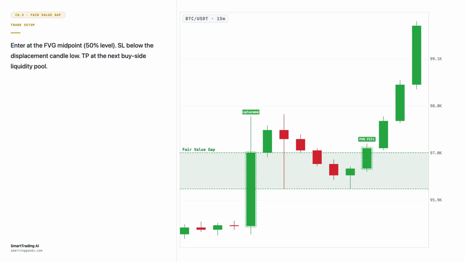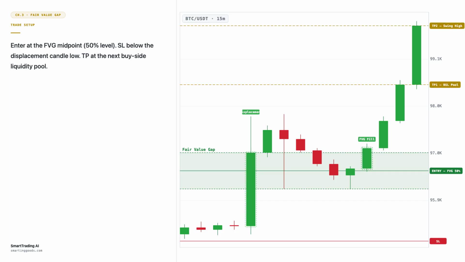Here is the trade setup. When price pulls back into that gap, you're ready. Enter at the midpoint of the FVG. That is the 50% level inside the imbalance. Your stop goes below the displacement candle low, protecting you from a full structure break. Your take profit sits at the next liquidity pool, the unswept buy side resting above the recent swing high.